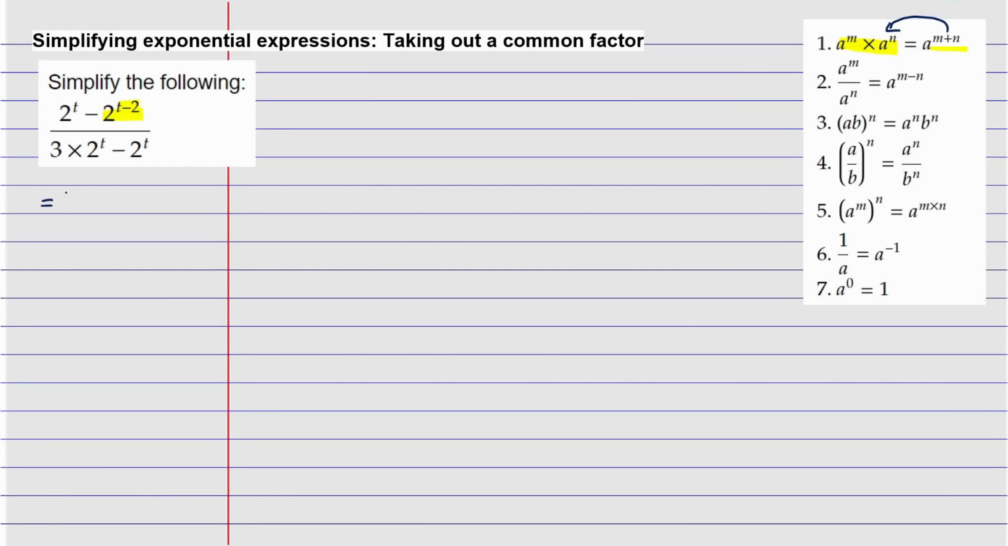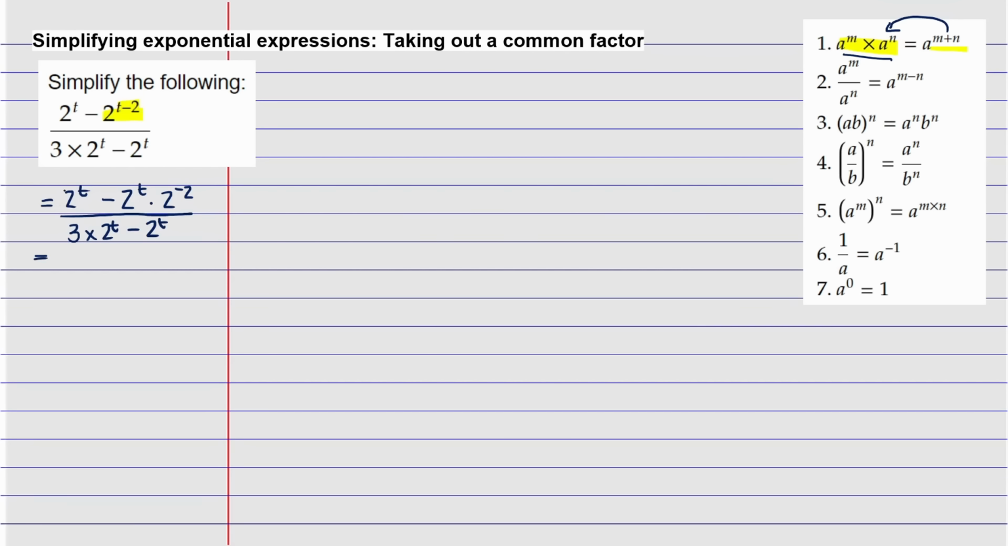So this is going to be the same as 2 to the power t, then minus. Remember that we're reversing this one. They already added here, so this is the same as having 2 to the power t multiplied by 2 to the power negative 2. Do you see that this looks exactly like this one? So you're going to do that first. Then this is going to be divided by 3 multiplied by 2 to the power t minus 2t.